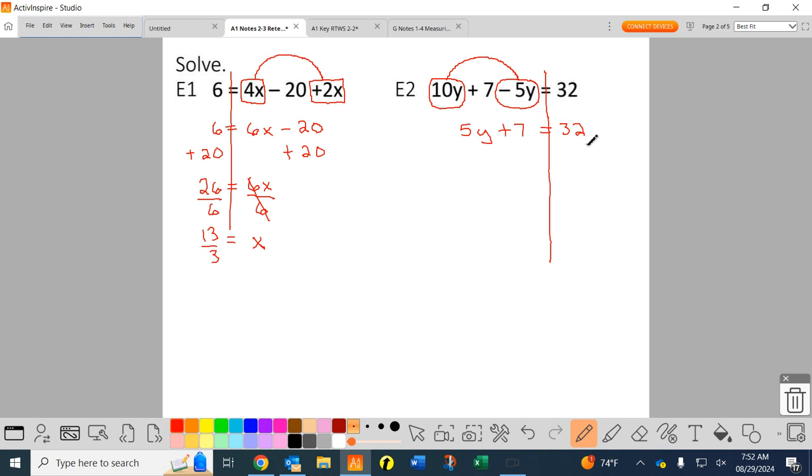Now it looks exactly like yesterday's assignment. We would move the non-variable term away from the variable, so we're going to minus 7 minus 7. It's going to make it 5y equals, and 32 minus 7 is going to put us at what? 25. We're going to divide everything by 5. We always divide by the coefficient because our goal is to do that. And we're going to end up at y equals. Now, 25 divided by 5 is going to put us at 5.